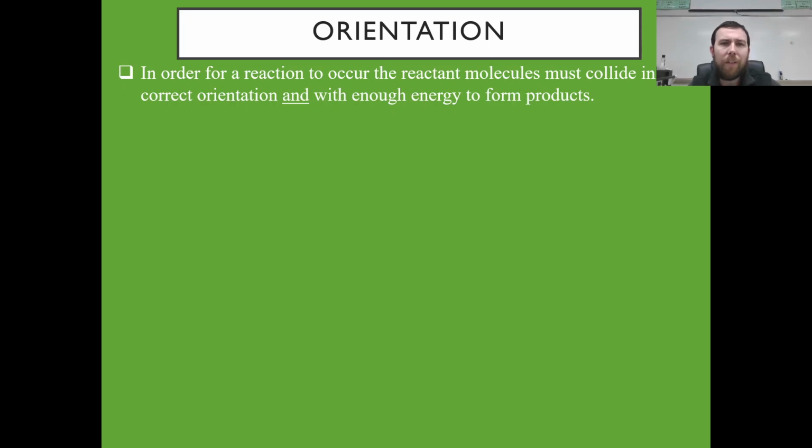All right, the last component that we need to take a look at within collision theory is that orientation component. In order for a reaction to occur, the reactant molecules must collide in the correct orientation and with enough energy to form products. That's why those three pieces are so important. If you have just one or two of those things and you don't have the right orientation, then it's not going to matter, right? So that's why this is such an important component to the model that we're using.